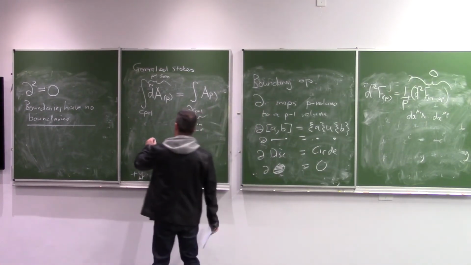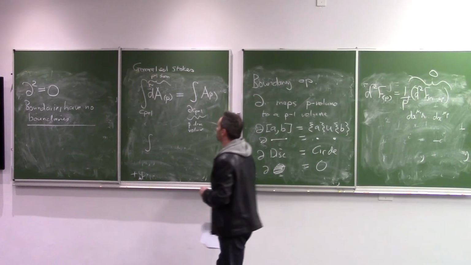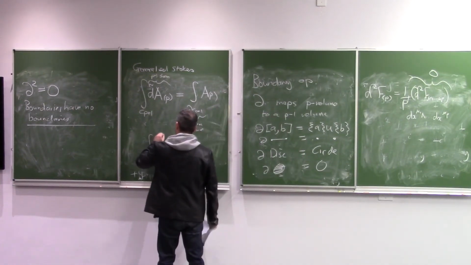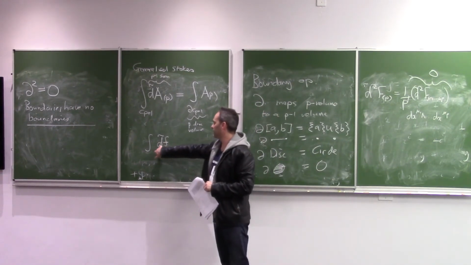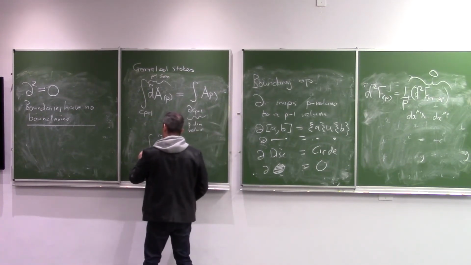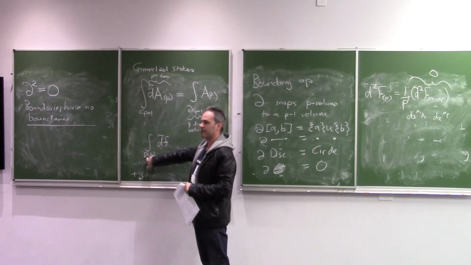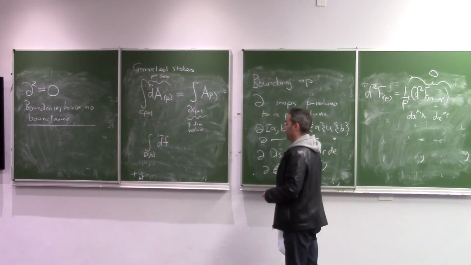So let's say I have just some function. The simplest example of this generalized Stokes' theorem is actually what's called the fundamental theorem of calculus. So if I just take df, this is just the exterior derivative acting on a function, and I'm integrating it over, and I'm going to write my integral in a slightly different way. Normally you would say integrate from a to b, but I'm going to write that as integrating on the interval AB.